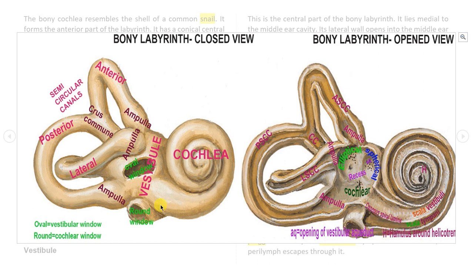If you open this part, see here, it is divided into upper and lower parts. The upper part is called scala vestibuli, the lower part is called scala tympani. They both are divided by this crest that is called the osseous spiral lamina. This osseous spiral lamina runs in the one turn of the cochlea and keeps on dividing it into an upper part and a lower part. This we will have again in the organ of Corti. So remember these terms.